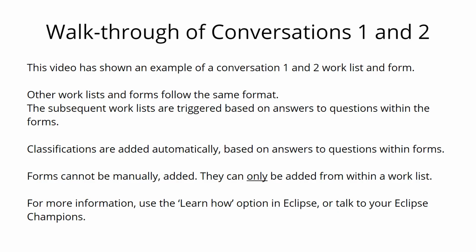This video has shown an example of a Conversation 1 and 2 work list and form. Other work lists and forms follow the same format. The subsequent work lists are triggered based on answers to questions within the forms. Classifications are added automatically, based on answers to questions within forms. Forms cannot be manually added. They can only be added from within a work list.